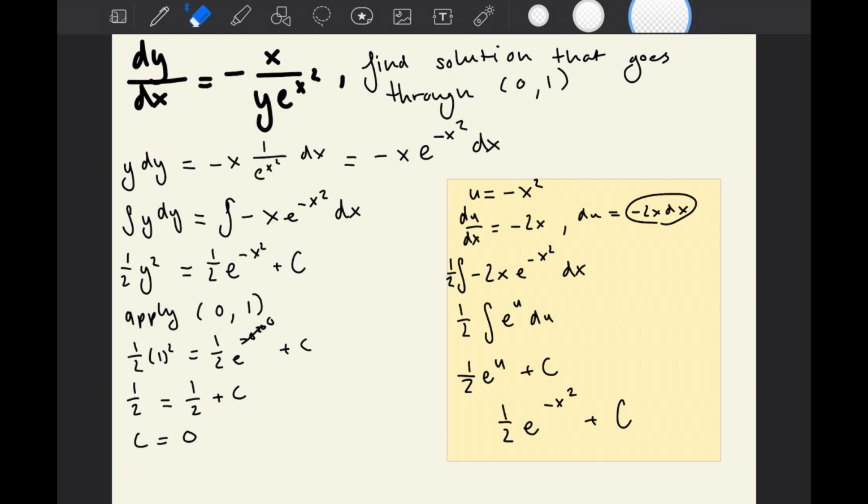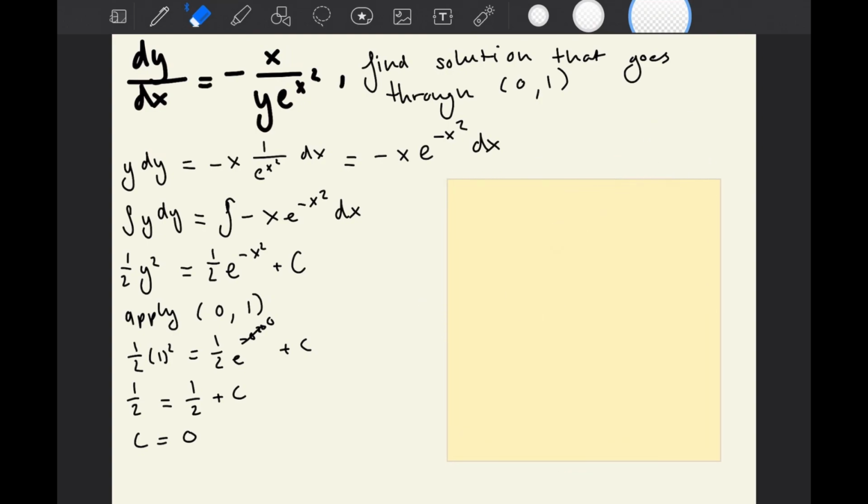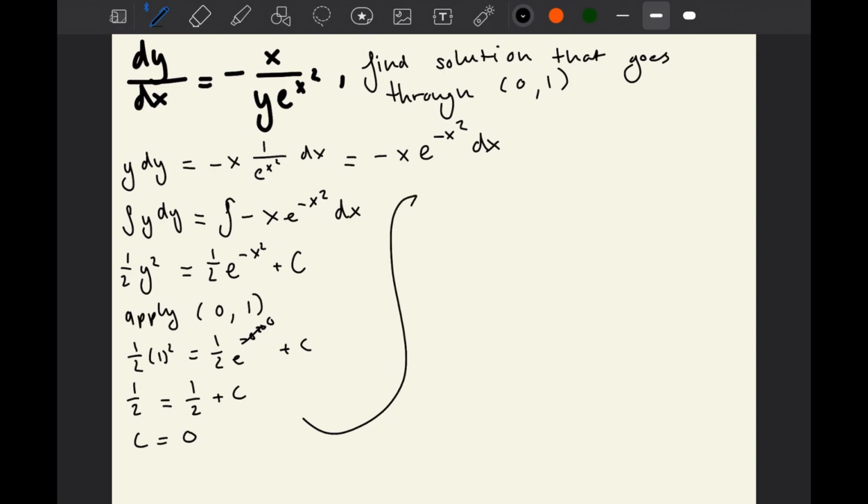So what do we know? We know that c is equal to 0. And I'm just going to erase this over here so we have some space. And now is the time where I would rearrange. So we have 1/2 of y squared is equal to 1/2 of e to the power of negative x squared plus 0, so plus nothing. And we're going to rearrange to solve for y. So we're going to have y squared is equal to 2 times 1/2, which is just going to cancel out. I'm just going to write it out either way. That cancels out, e to the power of negative x squared.